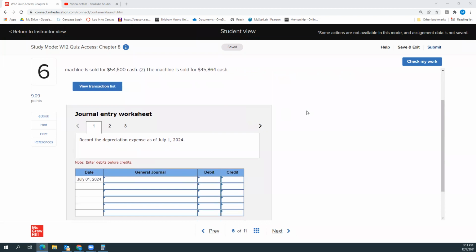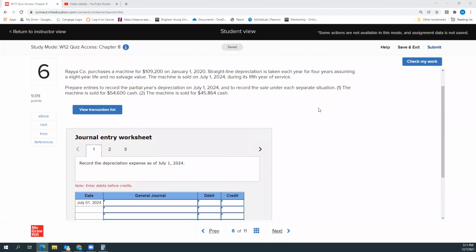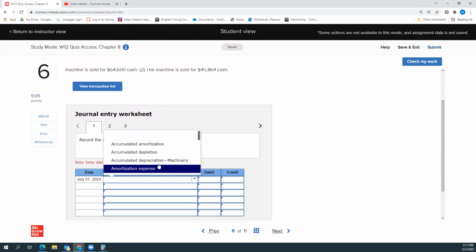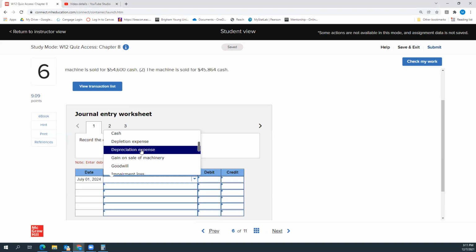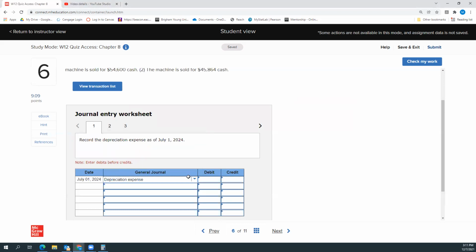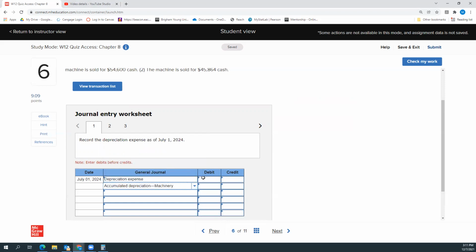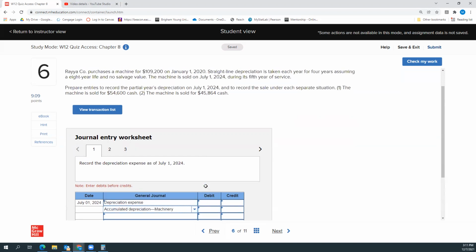All right. So the first thing we need to do is figure out our partial year depreciation. That's what they're asking us for here. We know that that's going to look like a debit to depreciation expense and a credit to accumulated depreciation for the machinery. But the amounts we have to figure out.